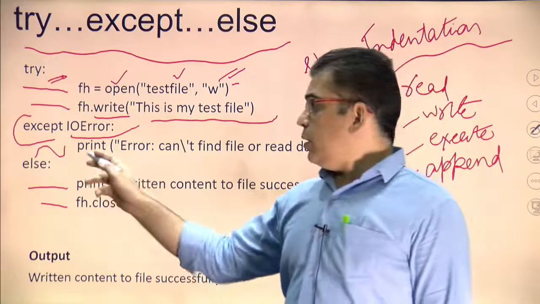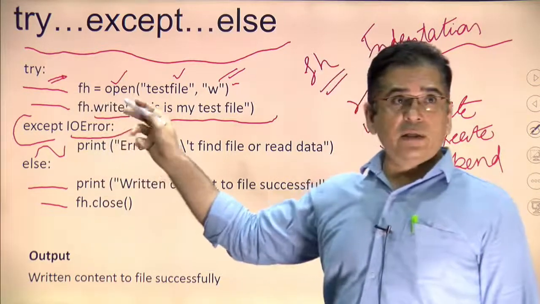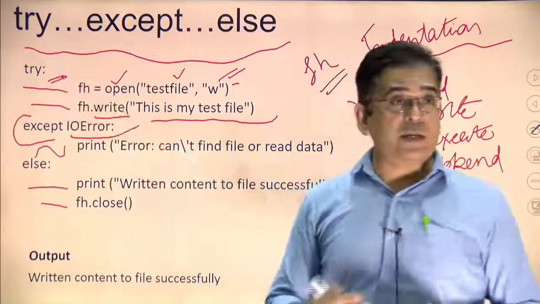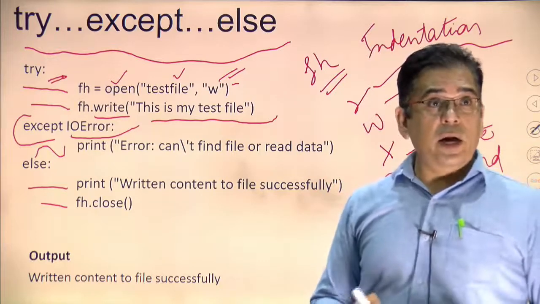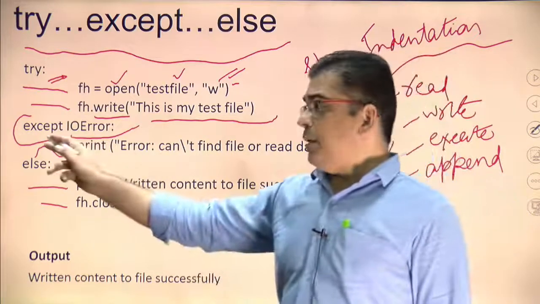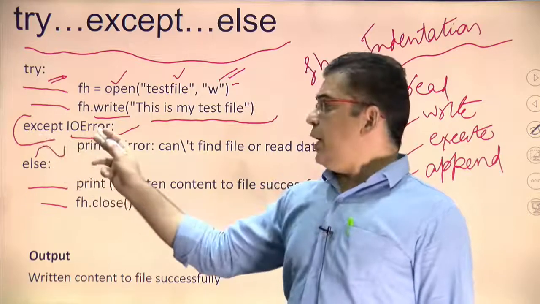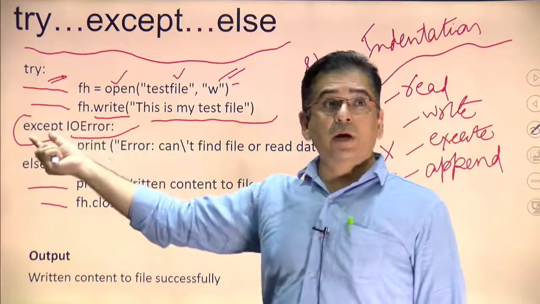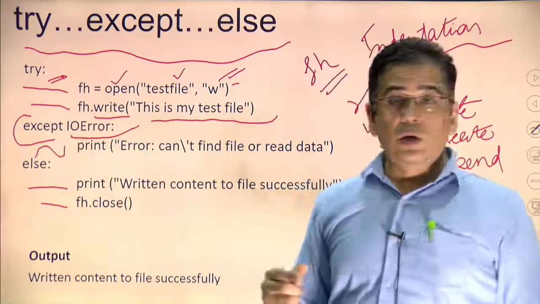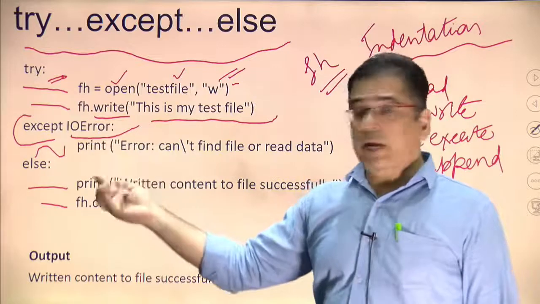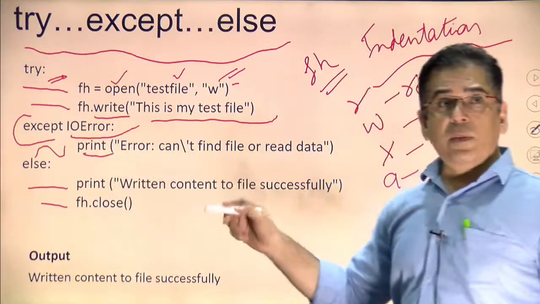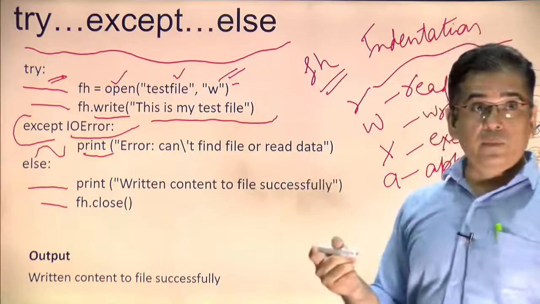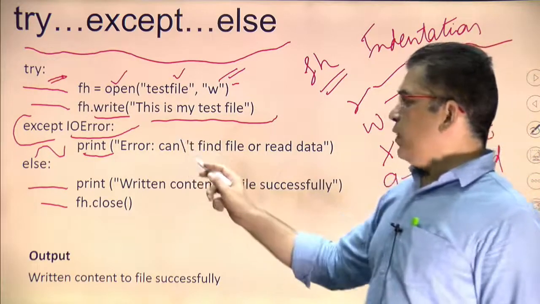So if the file is not opened properly, then this try block will raise an error. Then this except block will be executed, which will handle only IOError, because I have given the type of error to be handled by this except block as IOError. So the IOError will be handled, and this print function will print the message: error, cannot find the file or read the data. A forward slash is given here.